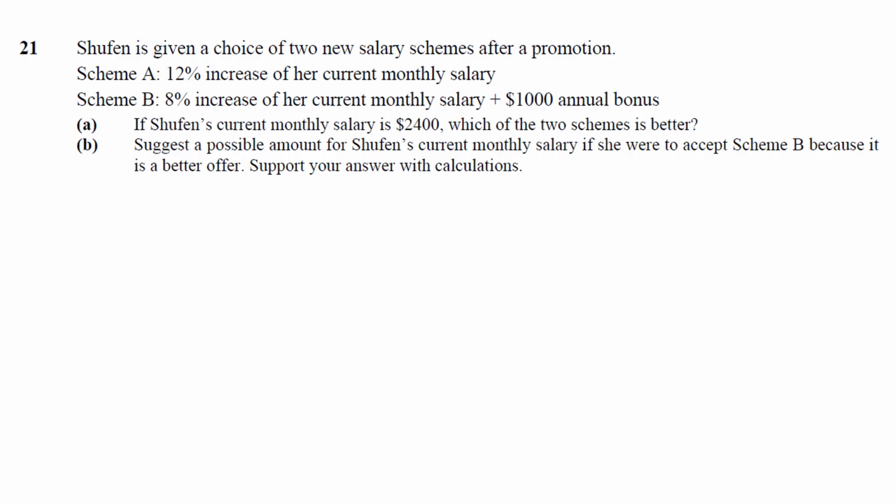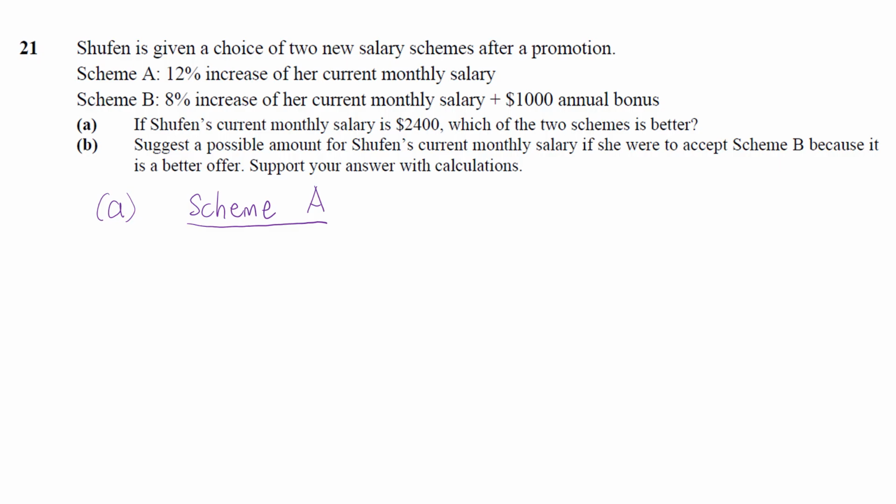So in part A, we're asked to calculate which scheme is better for Su Fen, Scheme A or Scheme B. We're given that Su Fen's current monthly salary is 2,400. All right, so let's do it. For part A, let's do Scheme A first. Now it's important that you approach any question in a stepwise manner. Let's start off by writing the title Scheme A.